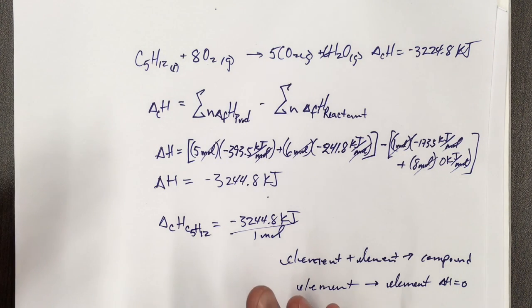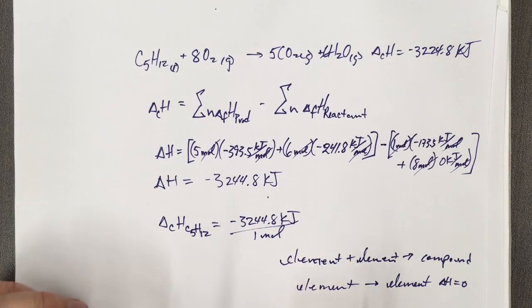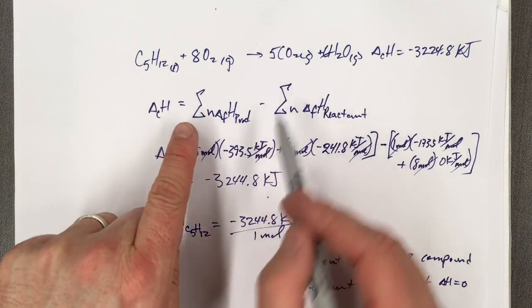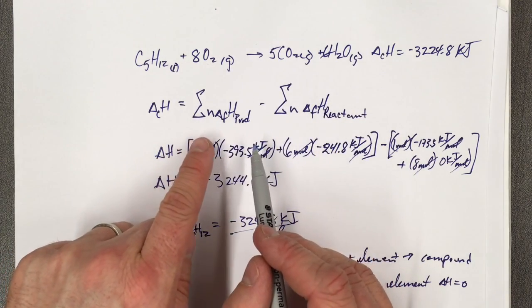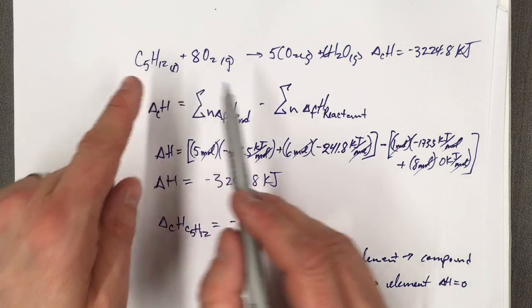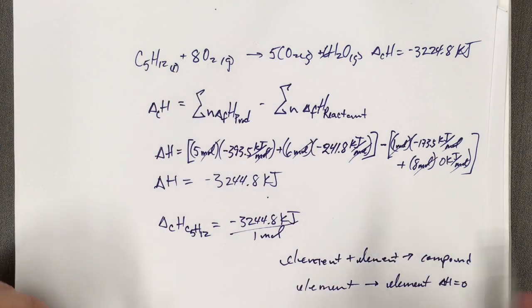That's essentially how Hess's law works using formation enthalpies. You need a balanced reaction. You're going to take the sum of the number of moles from the coefficients times their formation enthalpies minus the number of moles times the formation enthalpies of the reactants, and you can calculate that way.